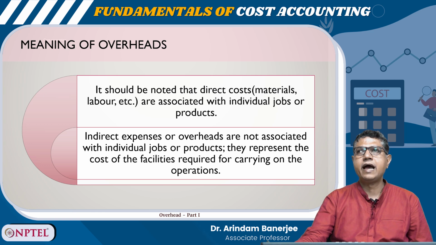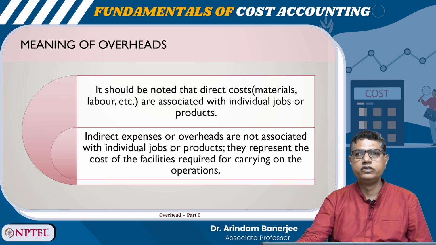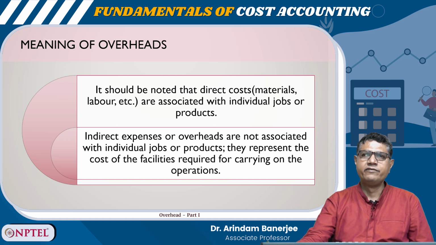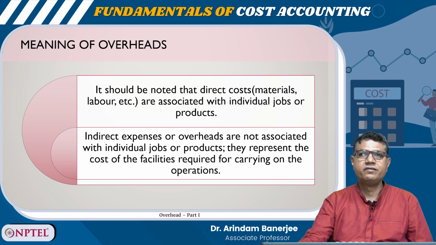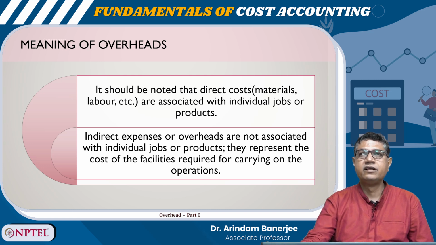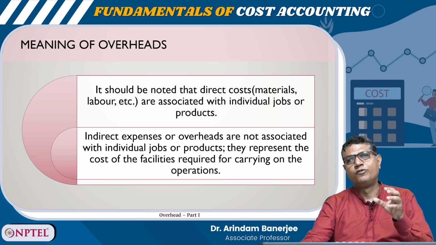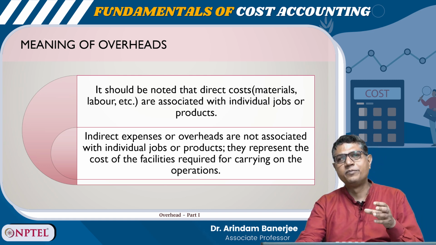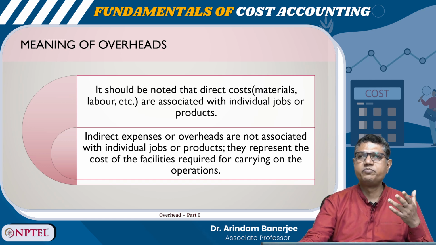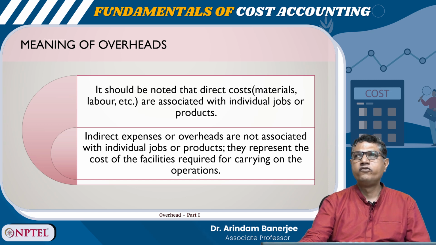What is the meaning of overhead? It should be noted that direct costs are associated with individual jobs or products. If you remember, we gave an example of direct material like iron sheets used for manufacturing vehicle bodies. That is an example of direct material. The worker who is directly working in the assembly line for producing the product, the salary or wages paid to him is an example of direct labor.